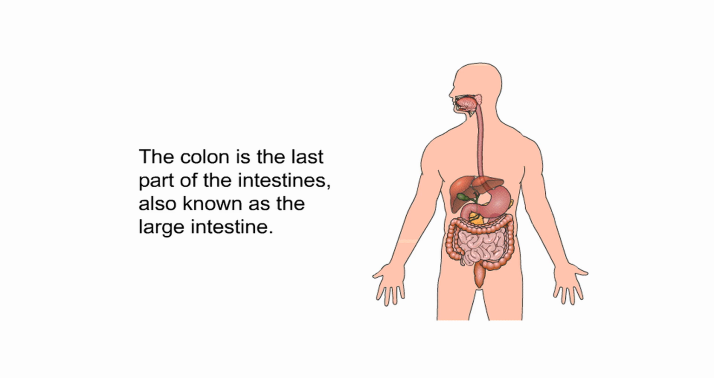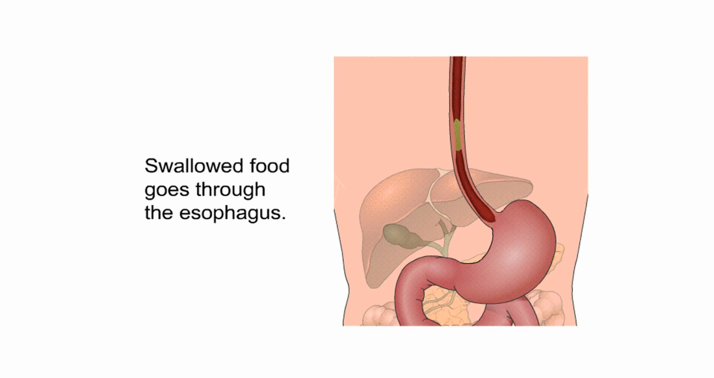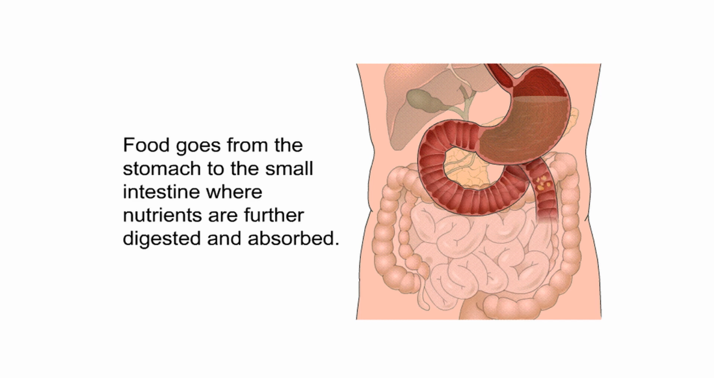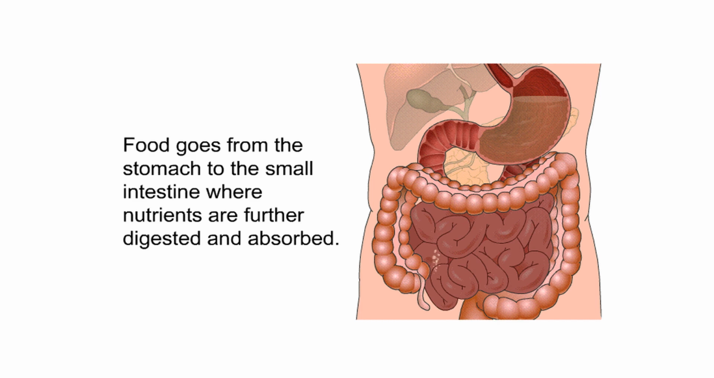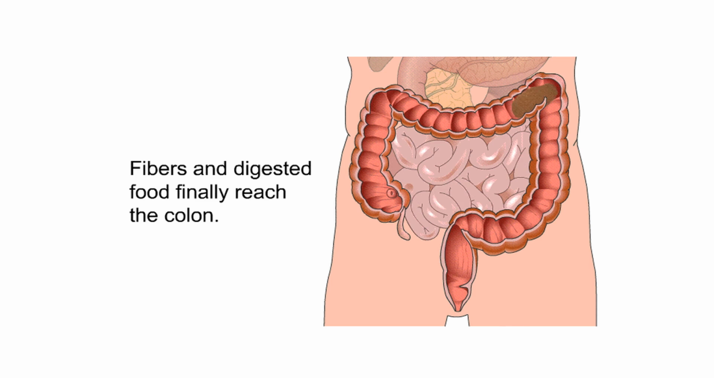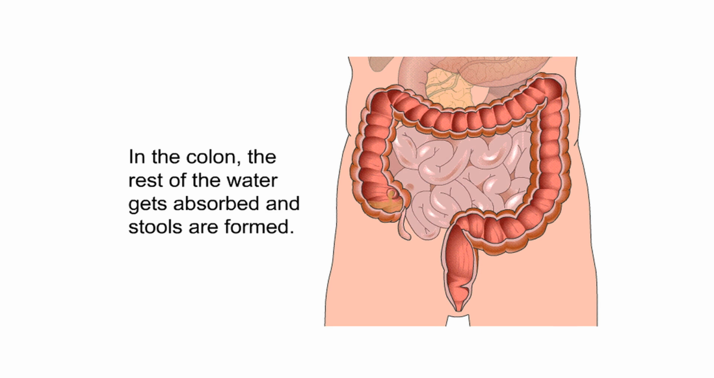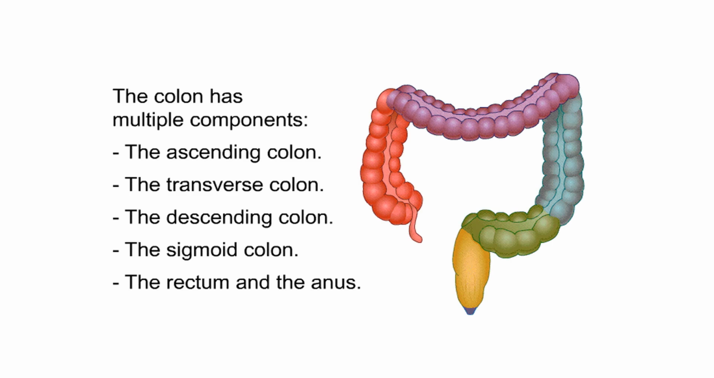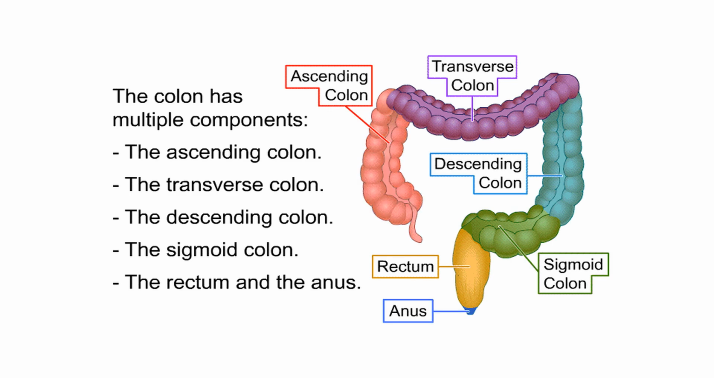Anatomy. The colon is the last part of the intestines, also known as the large intestine. Swallowed food goes through the esophagus. It then passes through the stomach where it is partially digested. Food goes from the stomach to the small intestine where nutrients are further digested and absorbed. Fibers and digested food finally reach the colon. In the colon, the rest of the water gets absorbed and stools are formed. Stools are then stored in the last part of the colon, the sigmoid and rectum, before being excreted. The colon has multiple components: the ascending colon, the transverse colon, the descending colon, the sigmoid colon, the rectum, and the anus.